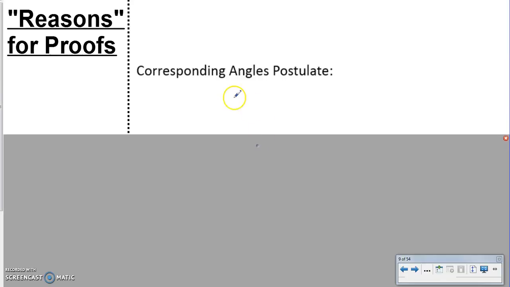All right, so the first thing is called the corresponding angles postulate. And what that says, and I'm going to write it a little weird because what I'm about to write is really what you're going to write for your reasons. You're not going to write the name of it. What you're going to write is: if parallel lines, so if is like your given information, if they tell you have parallel lines, then you can conclude that corresponding angles are congruent.